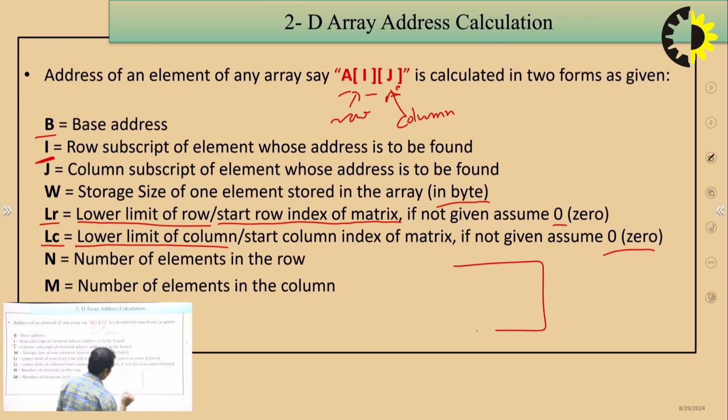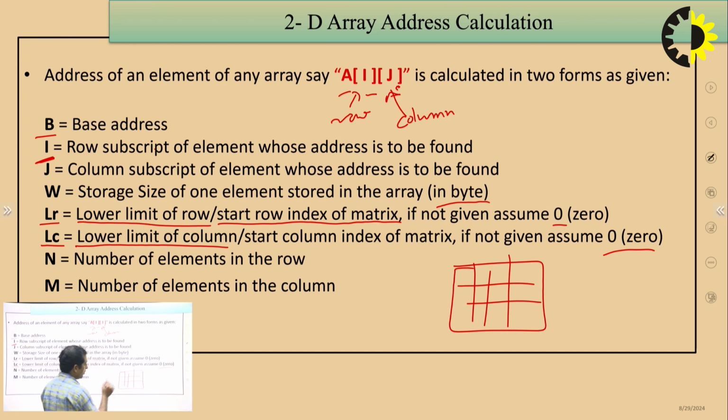And N is the number of elements in each row. In a 2D array, number of elements in each row, means here in this row we have how many elements? 1, 2, 3, 4, this is denoted with the help of N. Or we can also say this is the number of columns, number of columns equals number of elements in each row. This is first column, second, third and fourth.